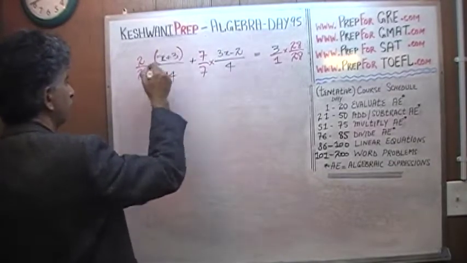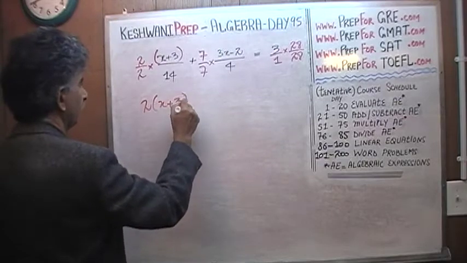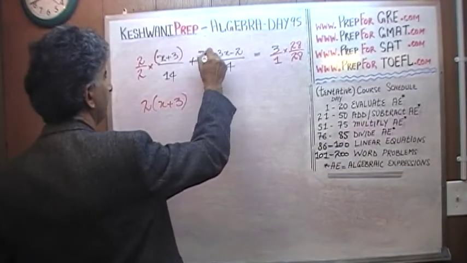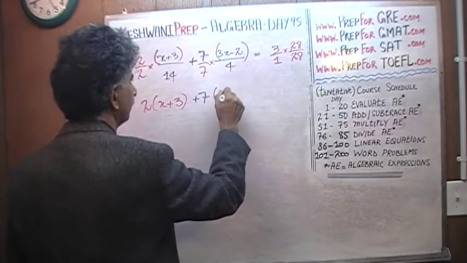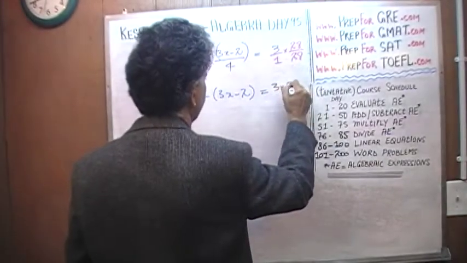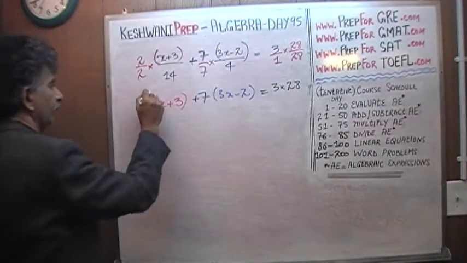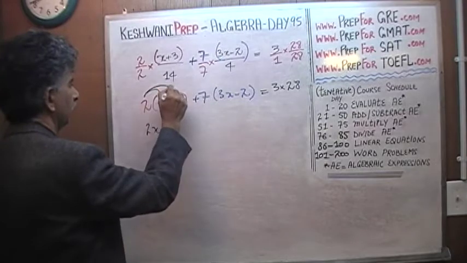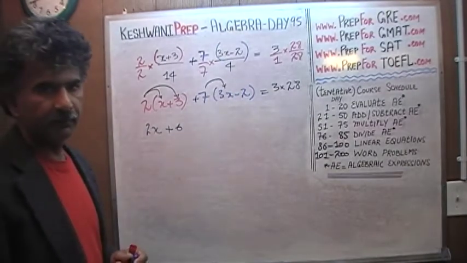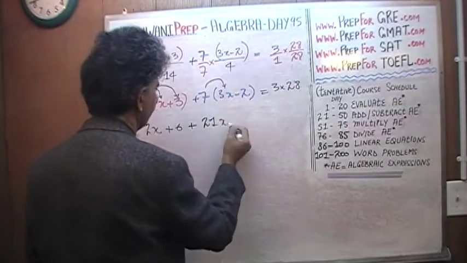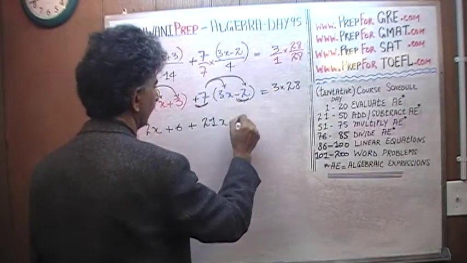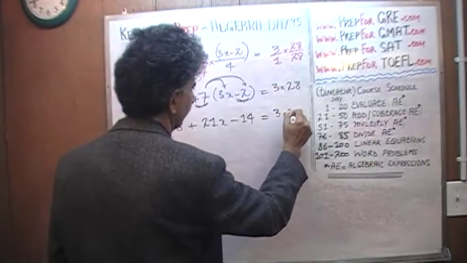What we have on the top is 2 times x plus 3, then we have positive 7 times 3x minus 2, and we are told that that equals 3 times 28. Leave that alone for the time being. 2 times x is 2x, 2 times 3 is 6, and here we have 7 times 3x, 7 3s are 21, so we have 21x, and then here we have a negative 2 and a positive 7. Positive 7 times negative 2 is going to give us negative 14, and here we have 3 times 28.